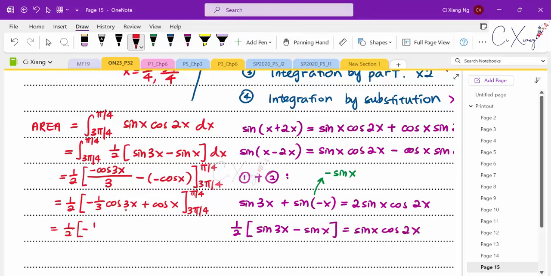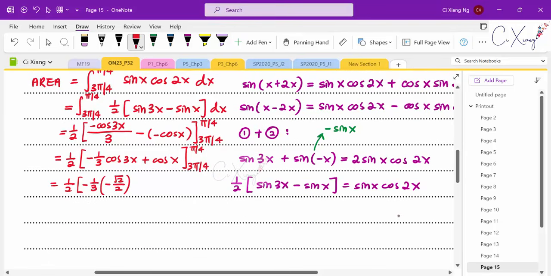So first of all, substitute pi over 4, which is 45 degrees, into the cos 3x. So 45 degrees times 3, you are having 135, if I'm not mistaken, 135. So 135 is in the second quadrant. So in the second quadrant, cos 45 will be negative 2 over 2. Of course, you can press the calculator to help you if you want.